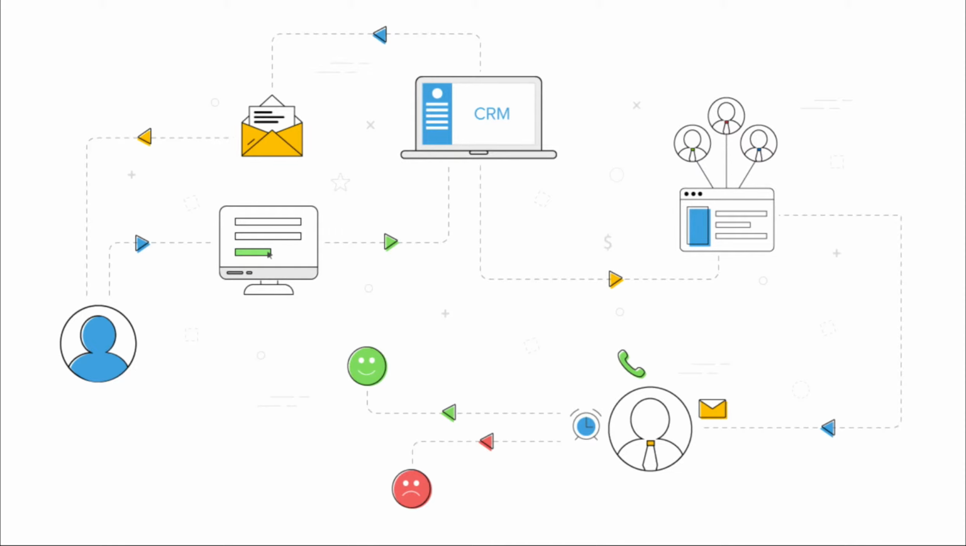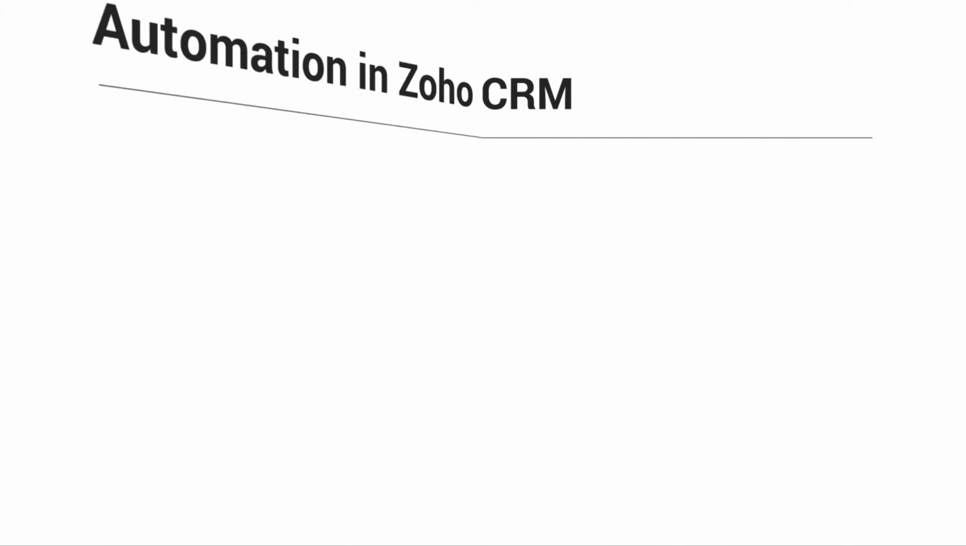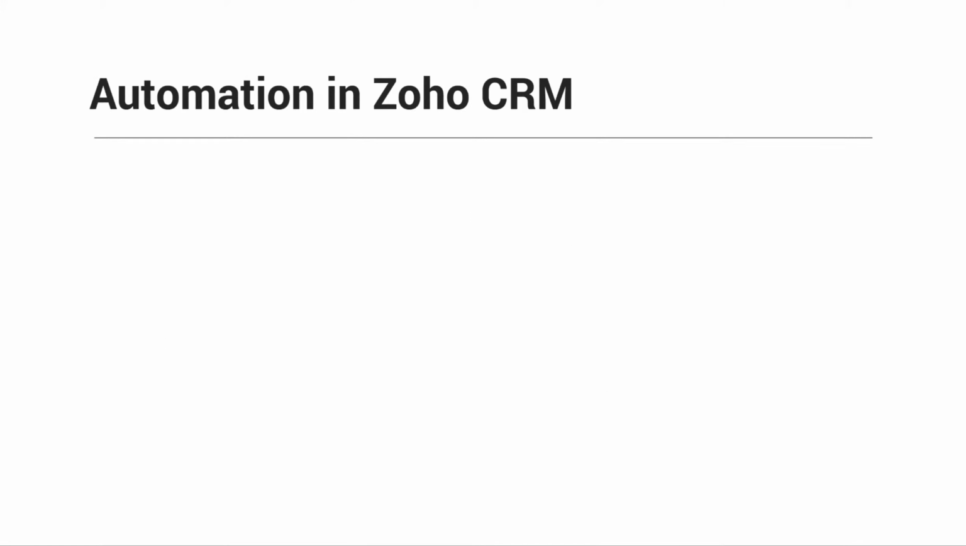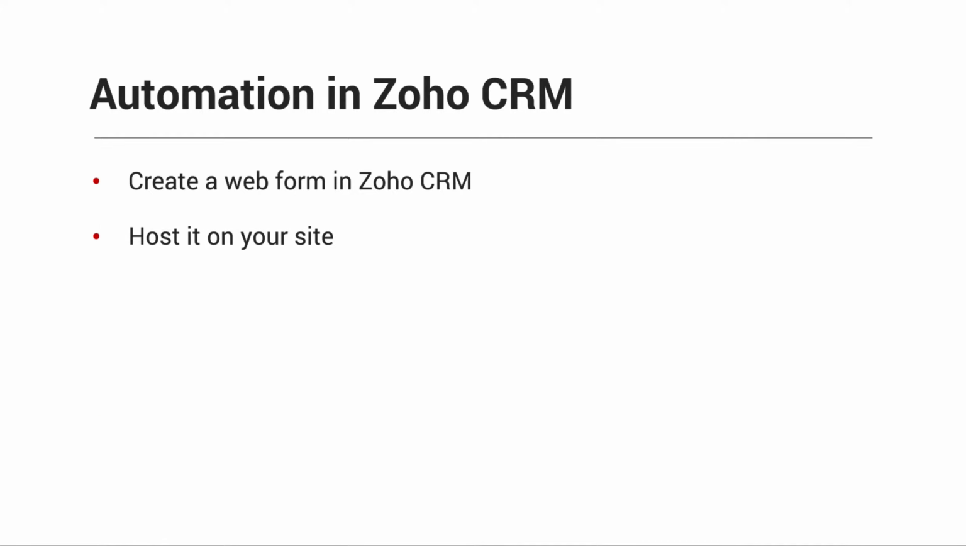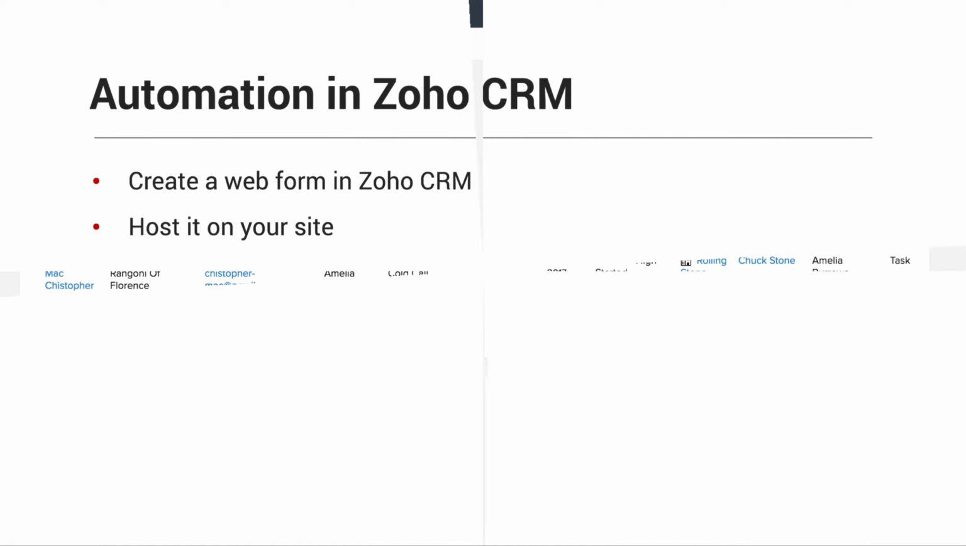So let's go ahead and see how to configure these settings in CRM to achieve this result. First, to automate lead generation from your website, you need to create a form in Zoho CRM and then host it on your site. This way, when somebody fills your form, they get added in Zoho CRM as a lead or a contact.